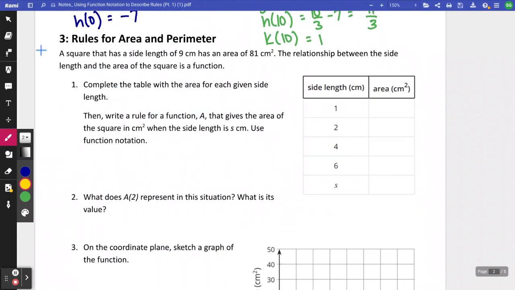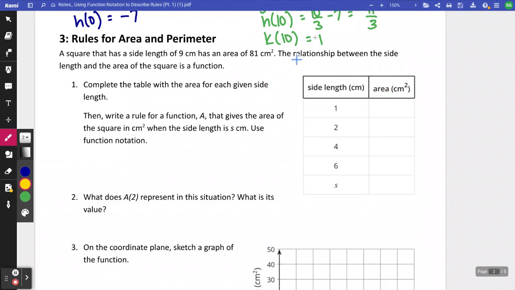Looking at the first part of this problem, we are told that a square that has a side length of 9 centimeters has an area of 81 centimeters squared. Let's pause there. Why is that? What do we remember about area? Well, area we've talked about with like squares and rectangles. You're just multiplying your two sides, your length times your width.